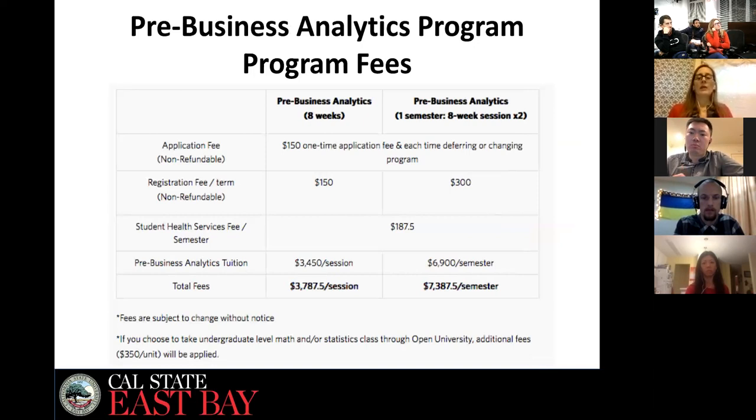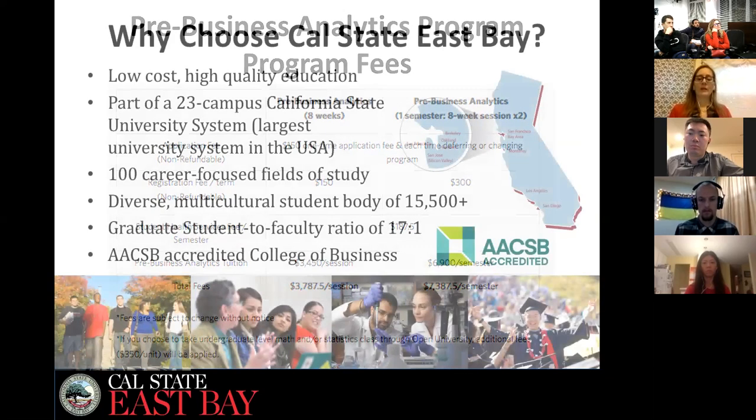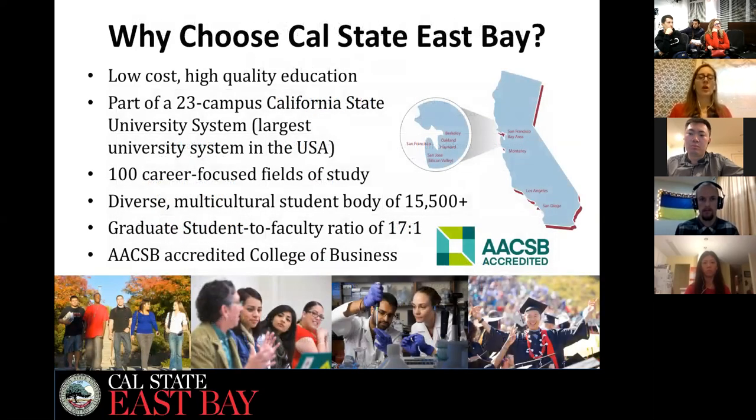This is a summary of the costs for the pre-business analytics program. You can either take 8 weeks or a full semester, which is 16 weeks. Depending on how many courses you need to prepare, that would determine how long you need to stay in the program. The cost is under $4,000 for 8 weeks or under $8,000 for 1 semester. There would be additional cost if you took any other courses through Open University as well.